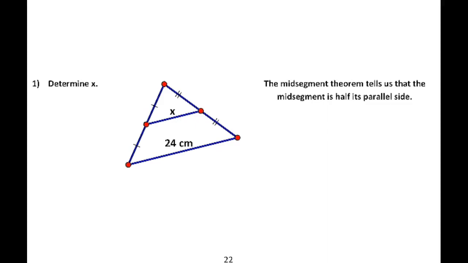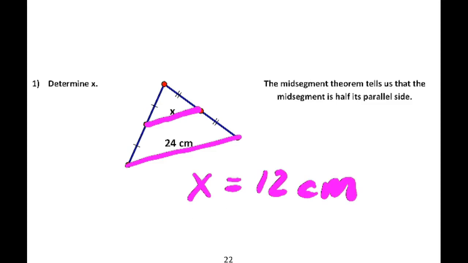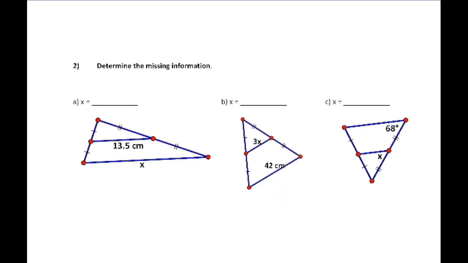In number one at the bottom here, it's definitely a midsegment. It doesn't say midpoint anywhere, but because we have those markings, we know that's in the middle, and the same thing on the other side. So this is a midsegment, which means it's not only parallel to this, but it's half the length. So X must be 12 centimeters. Number two is on the next page.